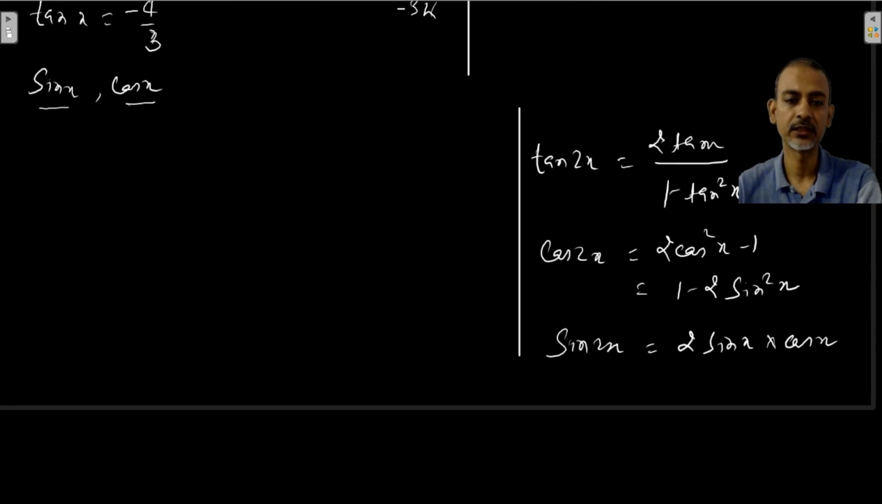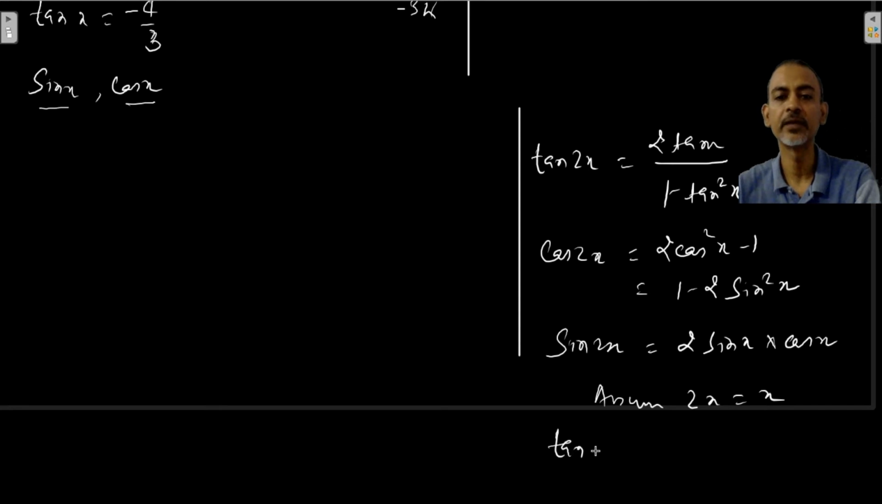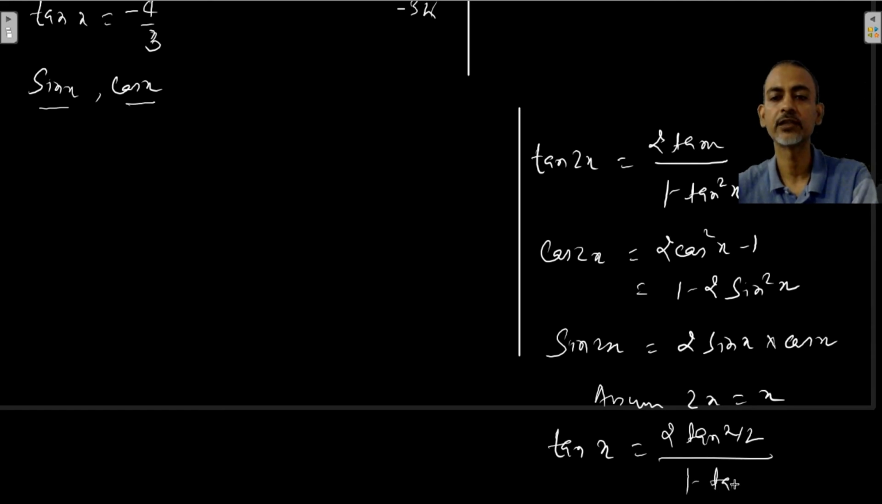In all these cases, if instead of 2x we put x, then all the formulas will change accordingly. So I'll write one of those, assuming 2x becomes x. So tan 2x will become tan x, and this part will become 2 tan x by 2 divided by 1 minus tan square x by 2, right? And similarly cos x will become 2 cos square x by 2 minus 1, or 1 minus 2 sin square x by 2, and so on. So this is what we are going to use.